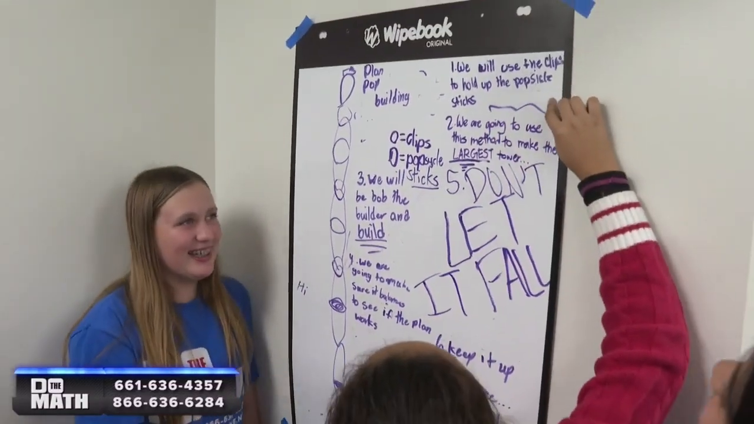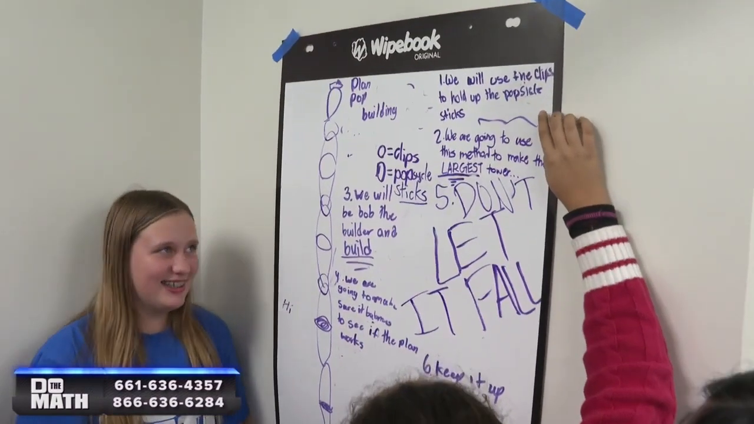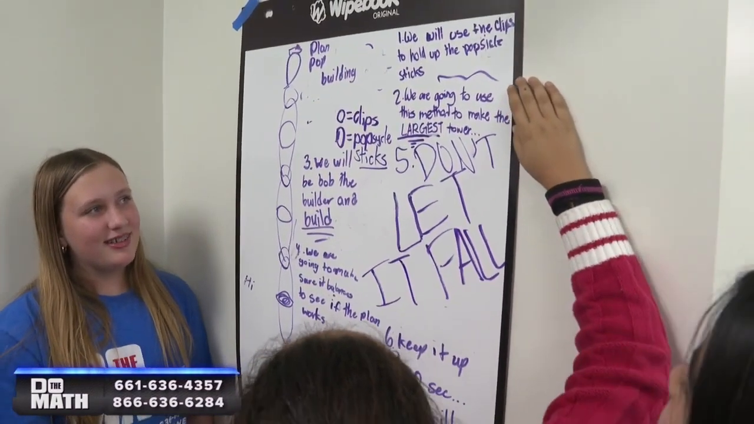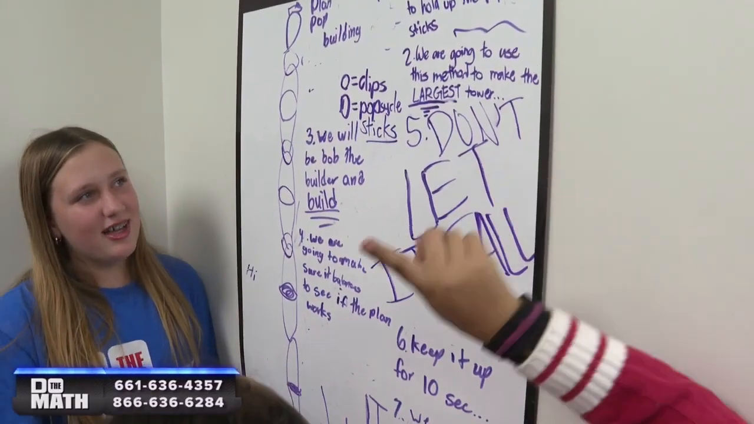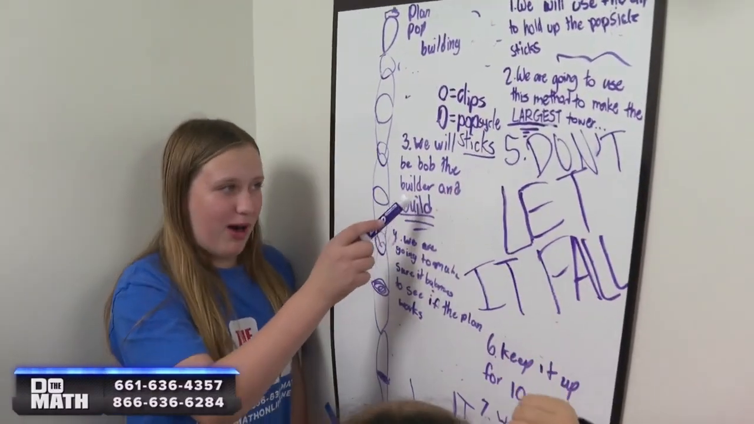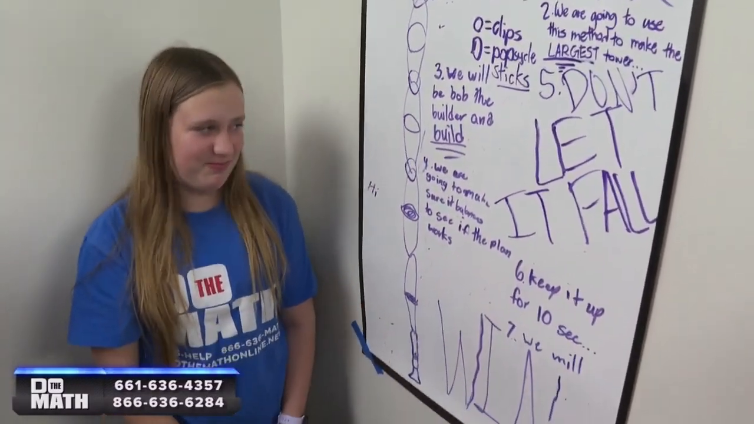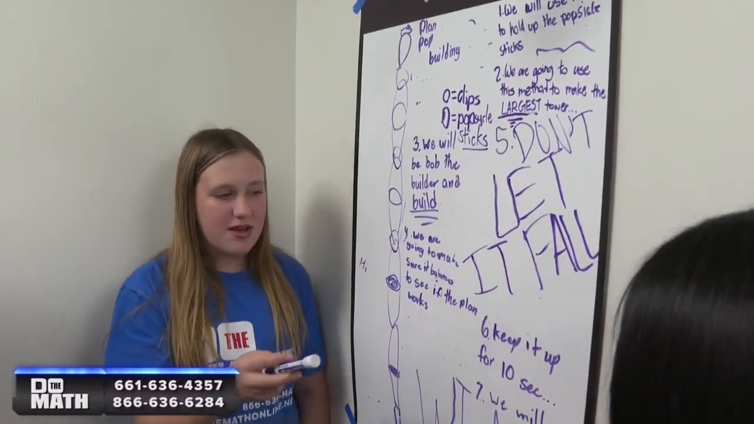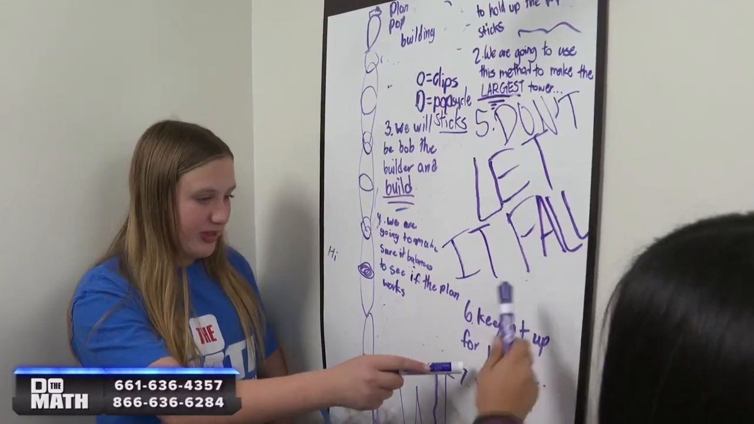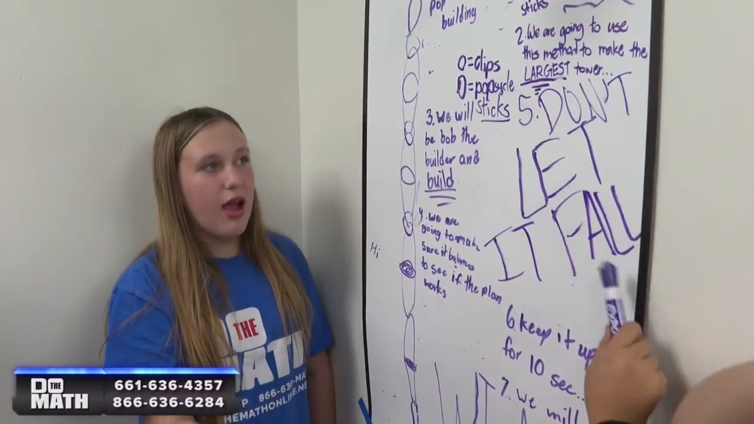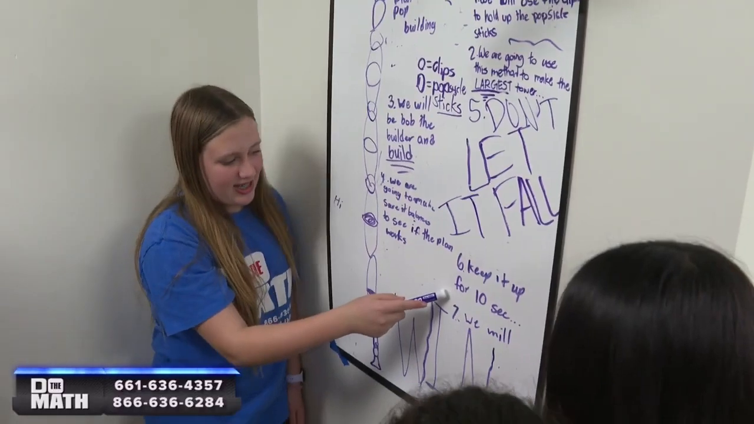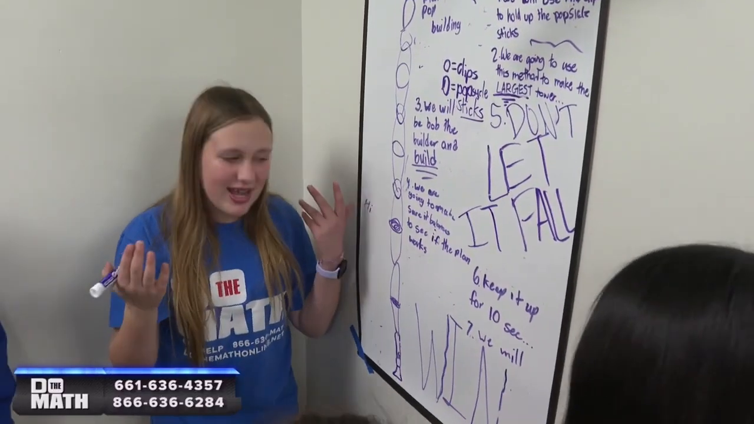Okay, so first we will use the clips to hold up the popsicles, and then we're gonna use the method to make the largest tower. Then we will be Bob the Builder and build like it. And then we are going to make sure it balances to see if the plan works. Keep it up for 10 seconds. And then this is the most important step: don't let it fail. And then 6, we're gonna keep it up for 10 seconds. And then 7, we're gonna win.